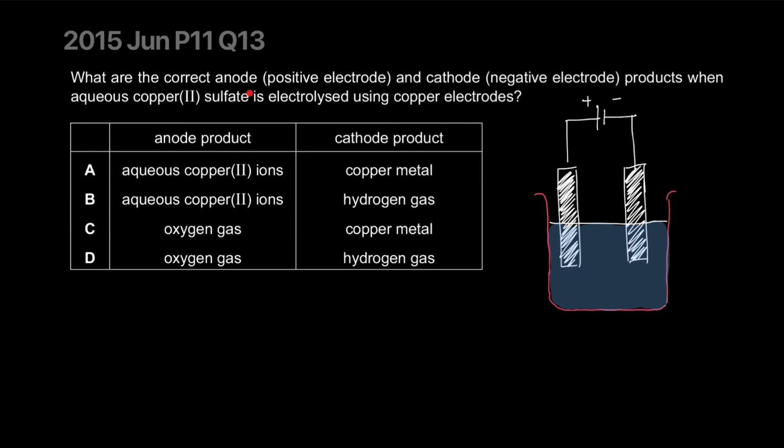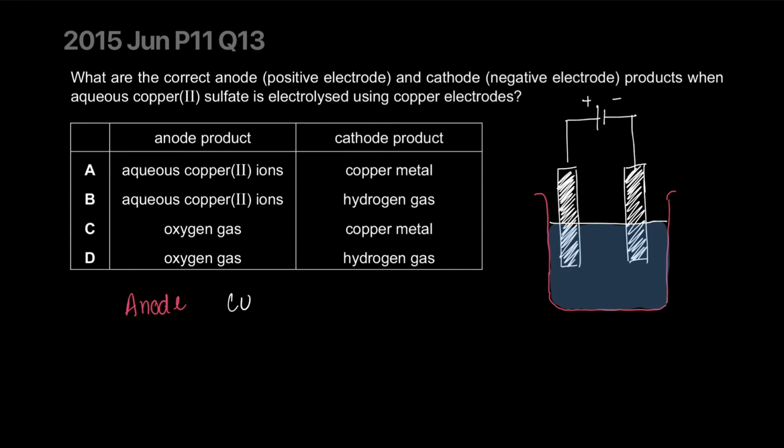What are the correct anode and cathode products when aqueous copper sulfate is electrolyzed using copper electrodes? So this is very similar. They're not saying it, but this is very similar to the setup we have for purification of copper. And what's going to happen at the positive electrode is copper will lose electrons because it's positive. It's going to take away electrons. So at the anode, electrons will move away from it.